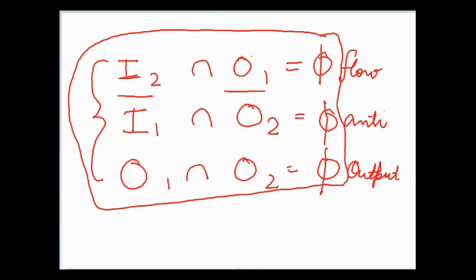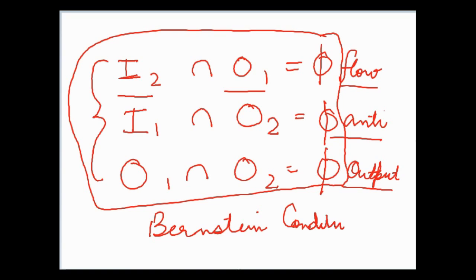So if these three Bernstein conditions are satisfied, then we can say that the programs can execute parallelly. But if either of them is not, then dependency arises, and we can see there are three types of dependencies: flow dependency, anti-dependency and output dependency. These three conditions are together known as Bernstein conditions.